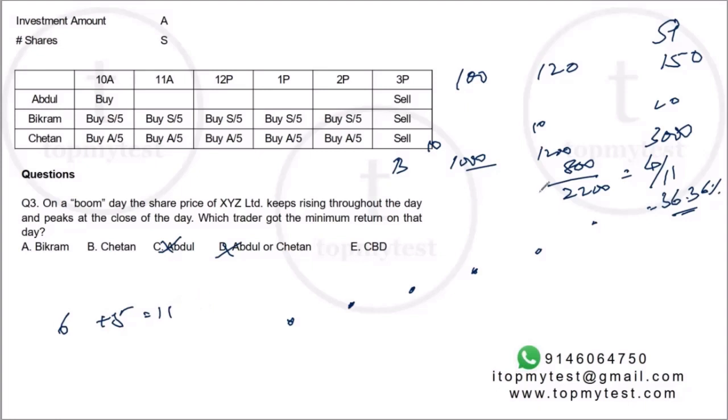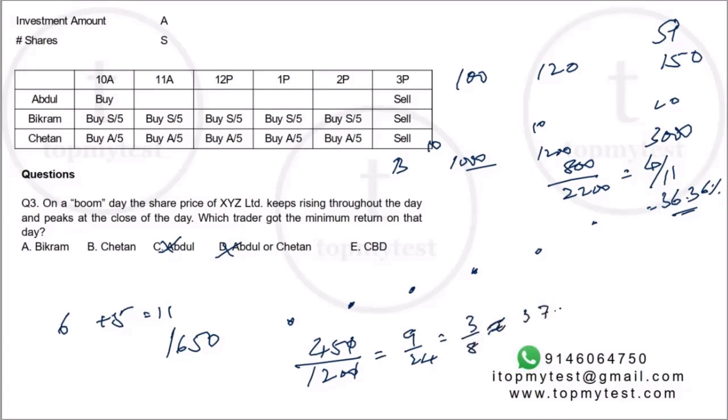He's going to sell those 11 shares at 150 rupees, so he's going to make 1650. His total cost is 600 here, 600 here, so 1200. Total cost is 1200. Profit will be 450, 450 on 1200. If you divide by 5, that will be 9 on 24. That is 3 in 8. 3 in 8 is 37.5%.